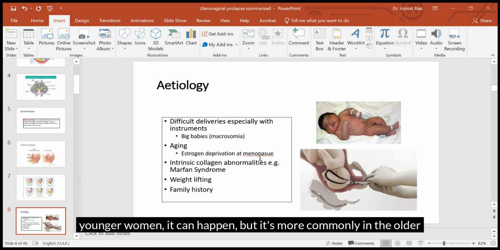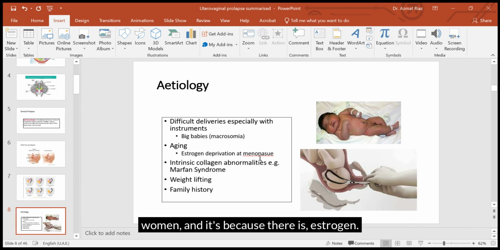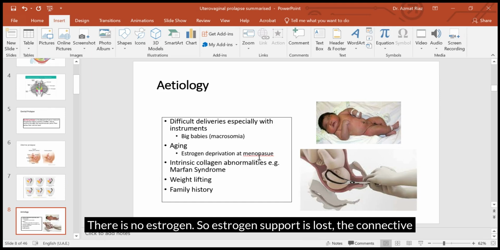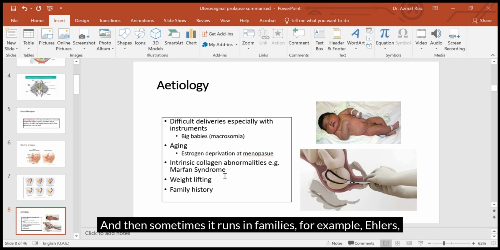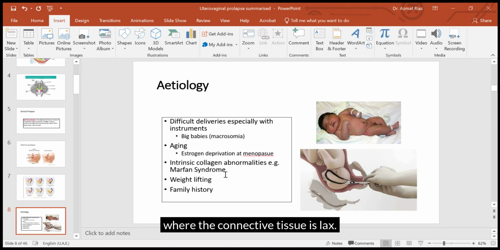Then aging. In younger women it can happen, but it's more common in older women, and it's because there is no estrogen. Once estrogen support is lost, the connective tissues become lax, and then women are more at risk of developing genital prolapse. And then sometimes it runs in families, for example Ehlers-Danlos syndrome, or connective tissue disorders, or Marfan syndrome, where the connective tissue is lax.